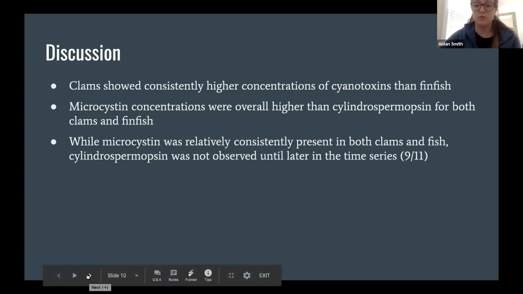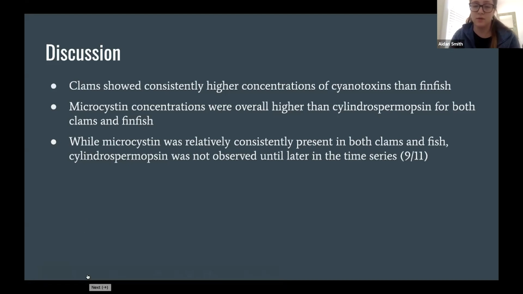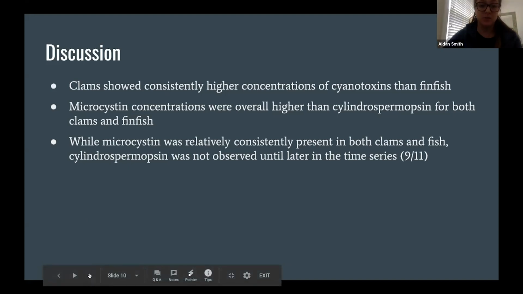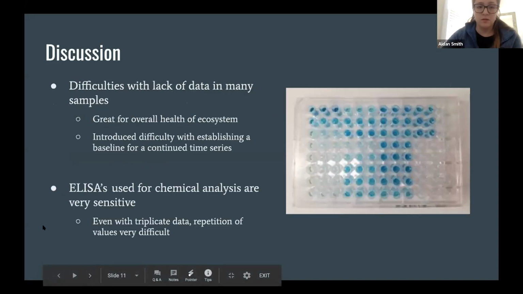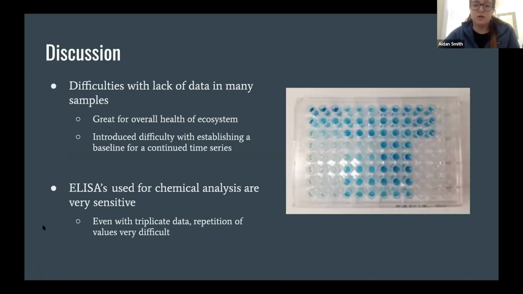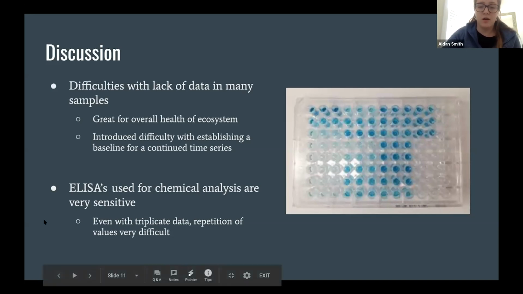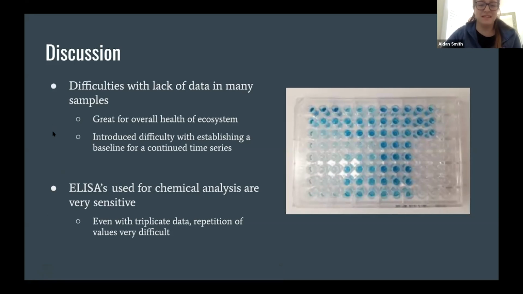So trying to figure out maybe sampling later into the months and after September and October to figure out what that cylindrospermopsin cycle looks like would be really helpful as well. And some of the pitfalls with this were difficulties with lack of data. So if you remember going back to the finfish diagram, there was basically no concentration of cylindrospermopsin in the fish. So it was difficult to establish any cycles with that, which, to be honest, is great for the overall health of the ecosystem we were looking at, but makes it a little difficult for us to manipulate data and figure out what's going on in that area.